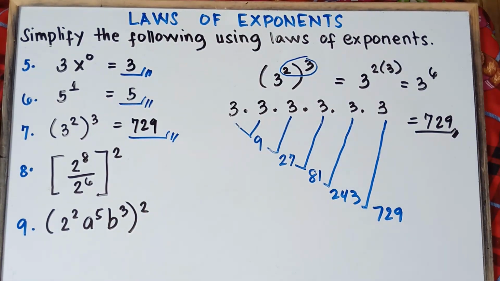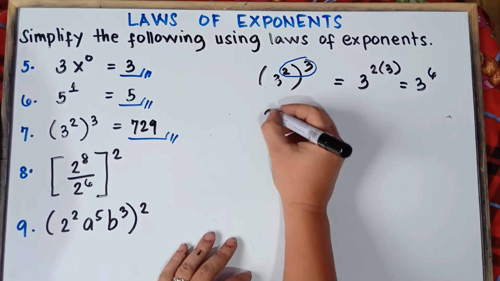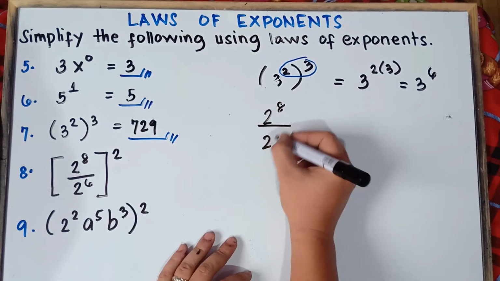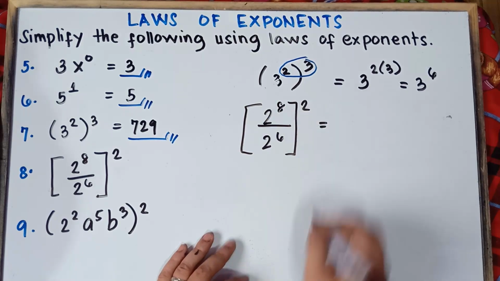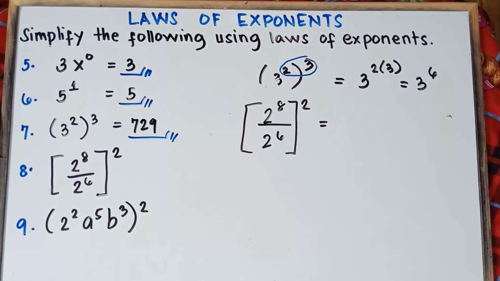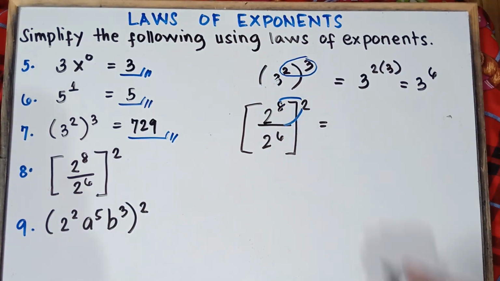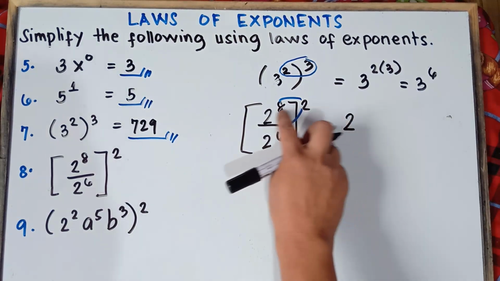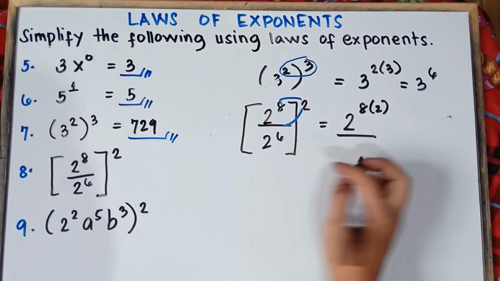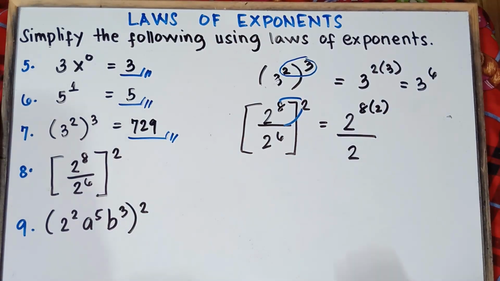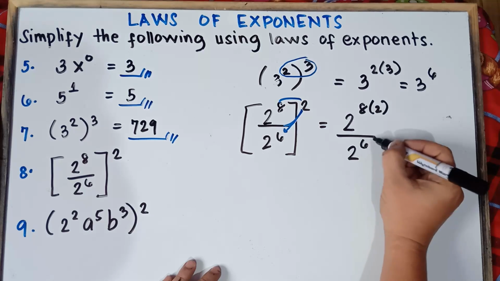Alright, so example number 8. So 2 raised to the power of 8 over 2 raised to the power of 6, quantity raised to the power of 2, or bracket raised to the power of 2. So once again, you distribute the exponent. So copy 2, and then you multiply the exponent, 8 times 2, over, copy 2, you multiply the exponent, you distribute, 6 times 2.